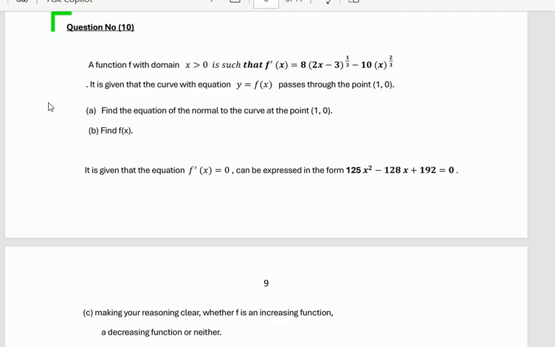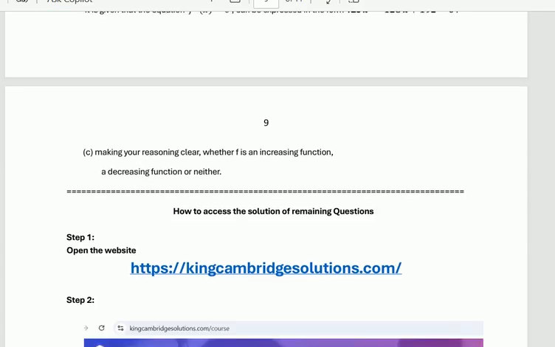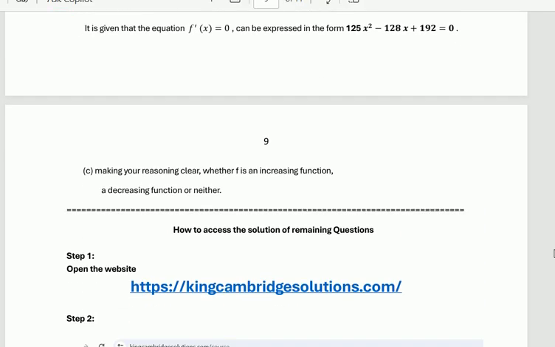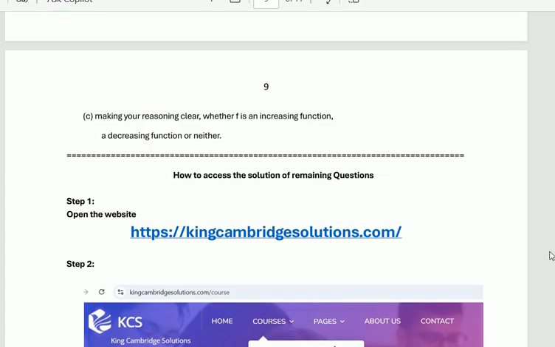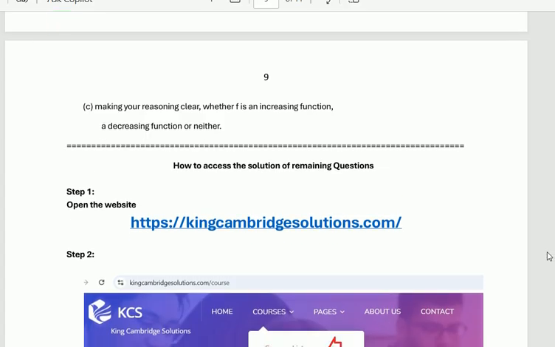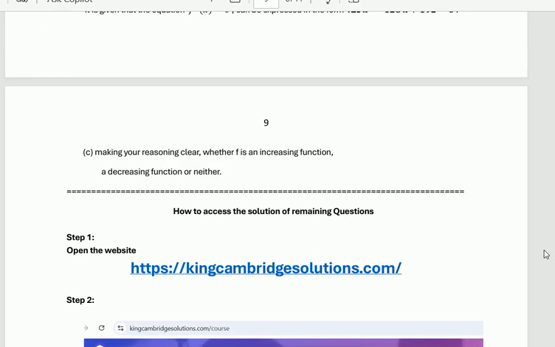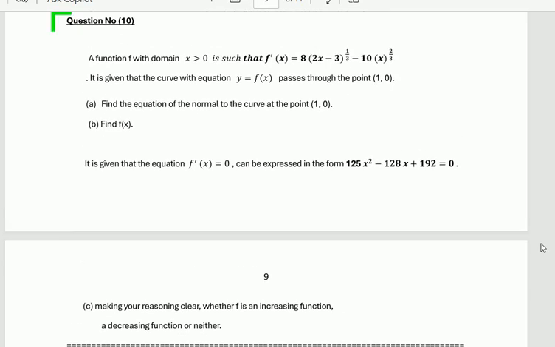Part B, find f of x. It is given that the equation f dash x equals 0 can be expressed in the form 125x minus 128x plus 192 equals 0. Part C, making your reasoning clear, determine whether it is an increasing function or decreasing function or neither. So this is the C part of question number 10.